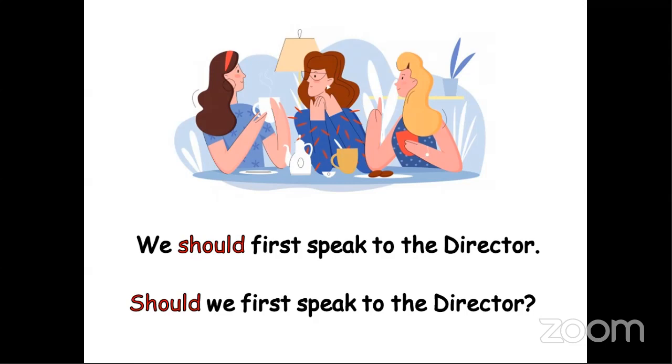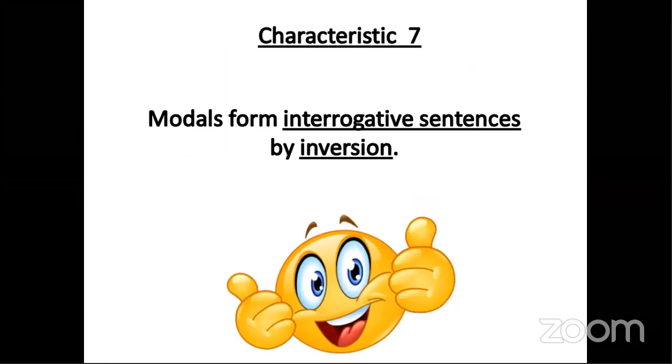See, our understanding is that with a simple inversion, I can change the sentence into an interrogative sentence. So if we invert the position of should with we, and if we comes in the place of should, then it becomes an interrogative sentence. So this is another simple characteristic of a modal verb. Modals form interrogative sentences by inversion.